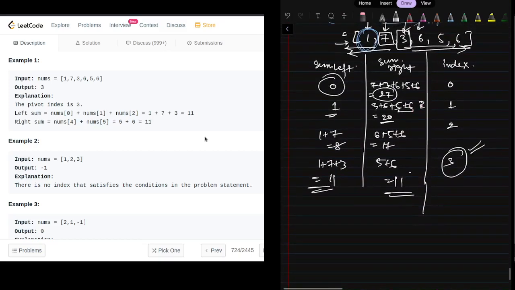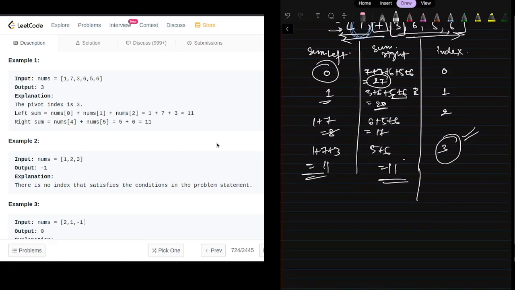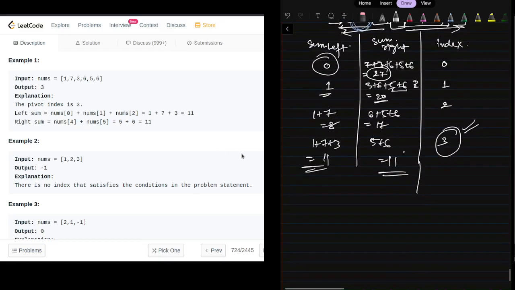Now let's say we move to the end of the array and we didn't find any pivot point where the left sum is equal to the right sum. Then we have to return -1. So let's code this.